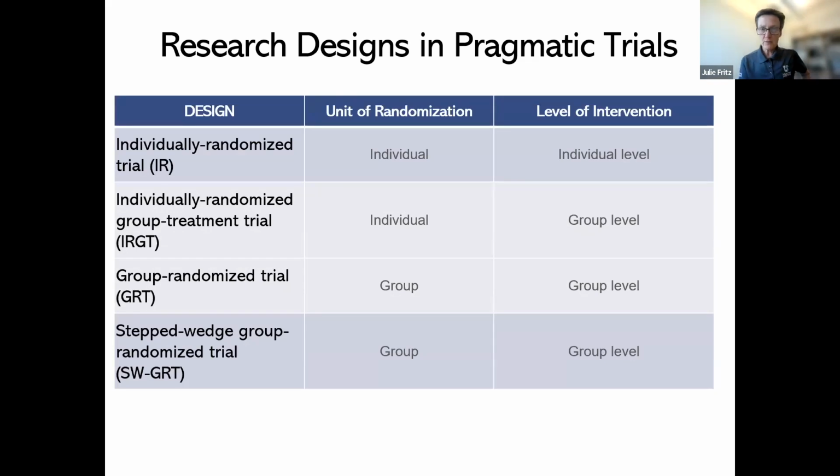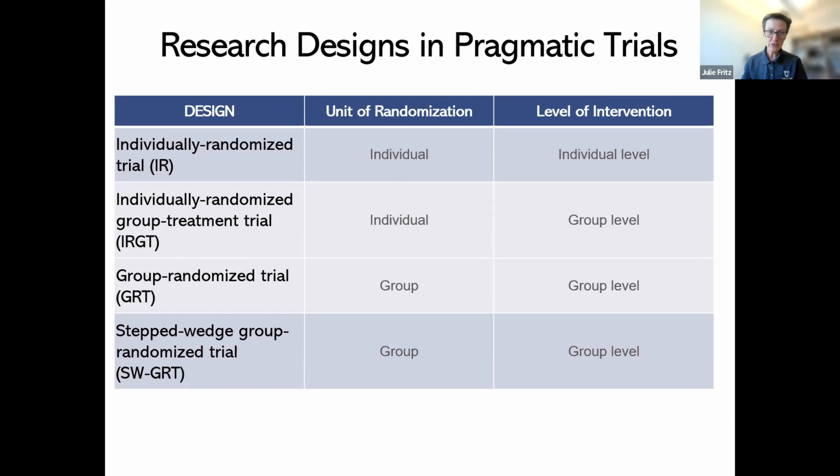So this is often the way we break out the most common designs used in pragmatic trials. You can think about who's the unit of randomization and on what level we are delivering the intervention. So maybe what we might think of as a traditional clinical trial most often randomizes individual participants and intervenes individually on those persons. And we would call that an individually randomized trial.